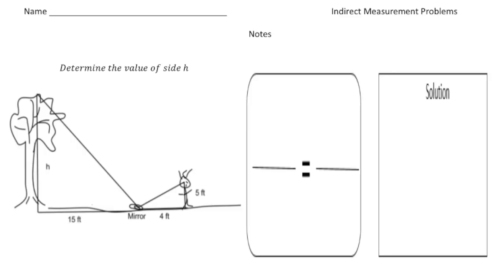This is a video about how to solve indirect measurement problems. So what exactly is indirect measurement? Well, indirect measurement is basically a method of using proportions to find an unknown length or distance in similar figures.